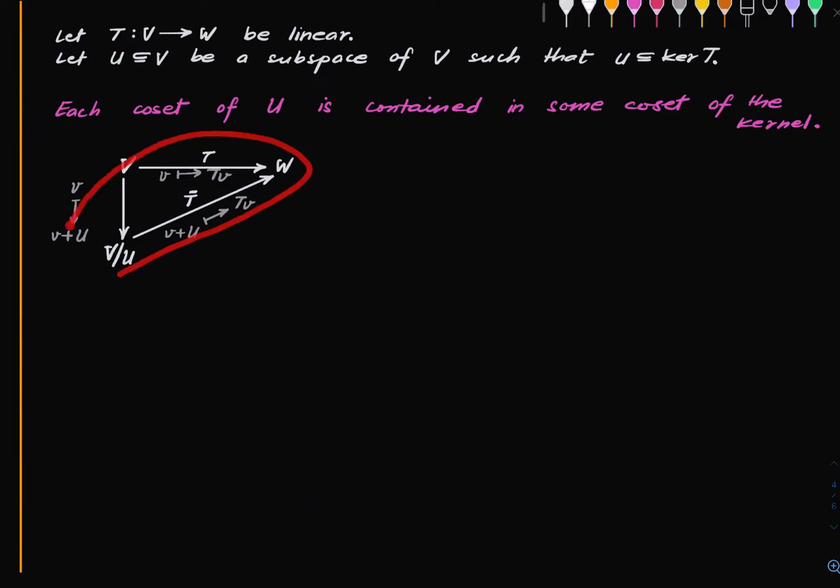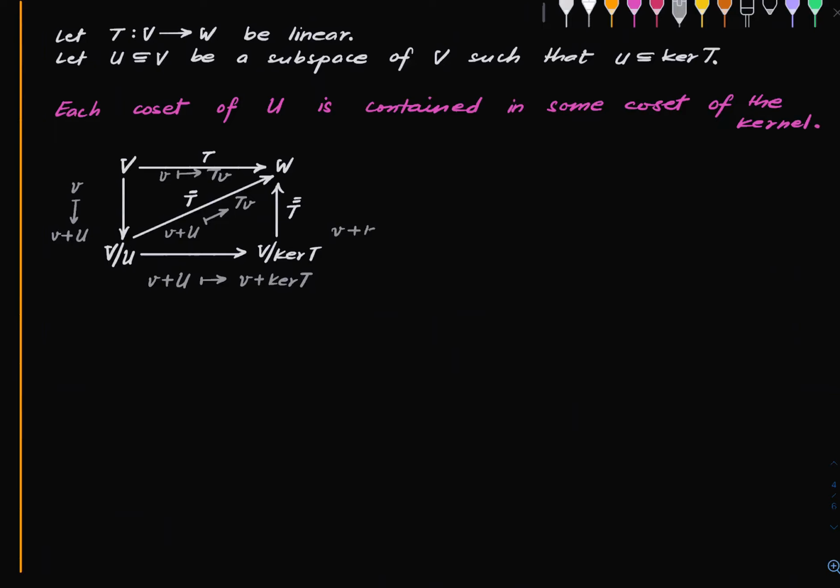And just to complete this diagram, this further factors through V mod kernel of T via this map, which we may write T double bar. The horizontal map takes a coset of U whose representative is V to the coset of the kernel whose representative is again V. So that's this map, and T bar takes a coset of the kernel in this fashion. Just pick a representative and output the image under T.